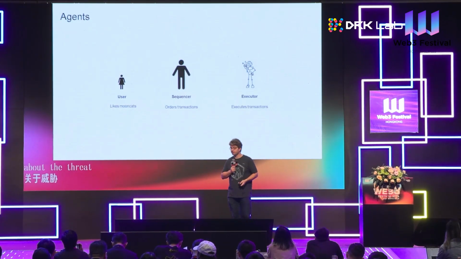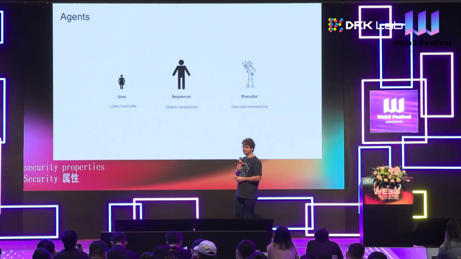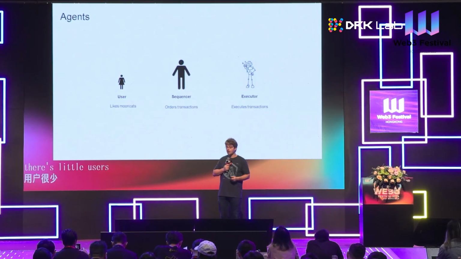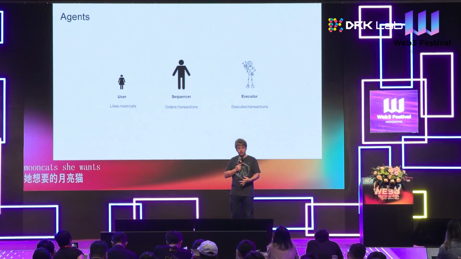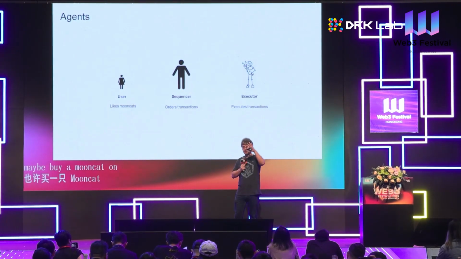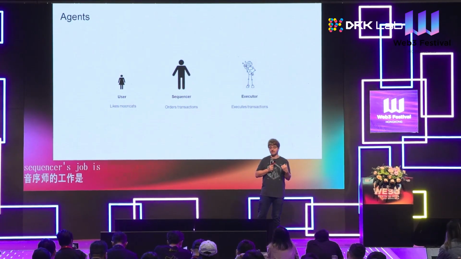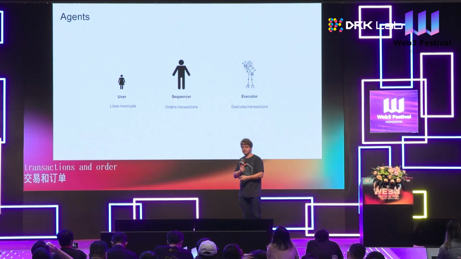So there's three users. There's Alice, there's Bob, he likes mooncats. She wants to buy, maybe buy a mooncat on the rollup. We have a sequencer. The sequencer's job is to take users' transactions and order them for execution. Then you have the executor, he'll take the ordered transactions, execute them, and then convince the bridge.